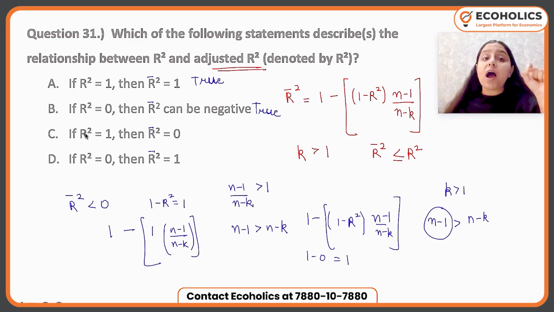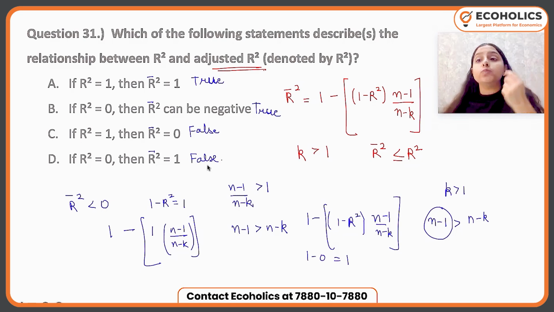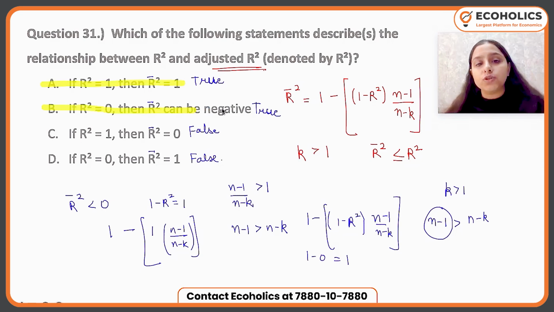Now, after this, if R square is 1, adjusted R square is 0. Now, how can option A and C be correct together? Because option A says that if it is 1, it is 1. Option C says if R square is 1, it is 0, which is not true. So I will write a false here. Again, if R square is 0, then R square is 1. B and D are also contradicting. So this can also not be true, which means only option A and option B are true, and hence I will choose them as my correct options. So in this question we will be choosing option A and option B.